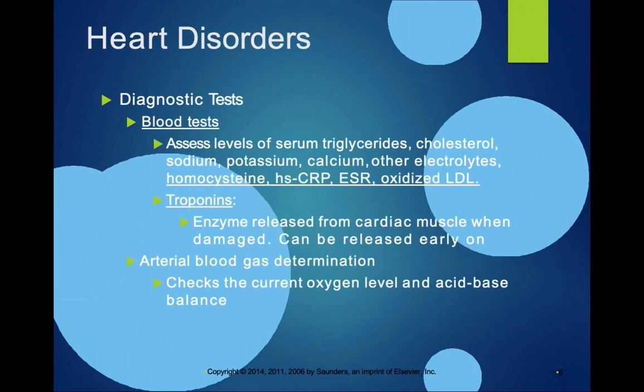Routine blood tests, these are pretty common. I run these just about on every patient that comes in. I'm curious about their triglycerides. I want to look at their cholesterol. And as I said in the opening, cholesterol gets a bad rap, and it really shouldn't. It's one of those controversial topics.